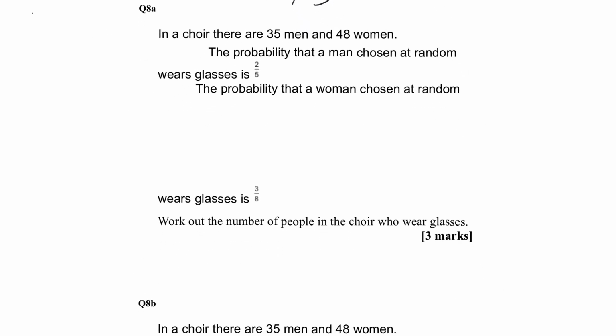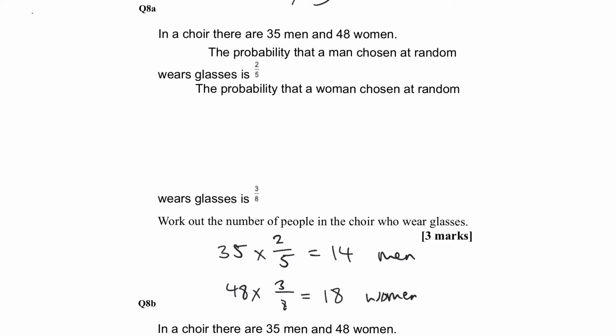So in order to work out the number of men that wear glasses, we're going to do 35, because there's 35 men, times 2 out of 5, because that's the probability of a man wearing glasses, and that would leave you with 14 for men. Then for women, it would be 48 times their fraction, which was 3 out of 8, which would be 18. So then you've got 14 men wearing glasses, 18 women wearing glasses. If you add those together to work out the total people that are wearing glasses, that'll be 32 people wearing glasses. And that's your answer.